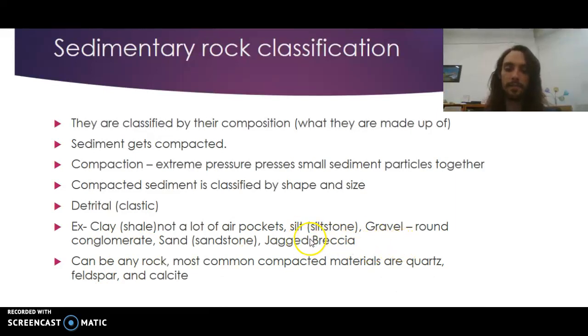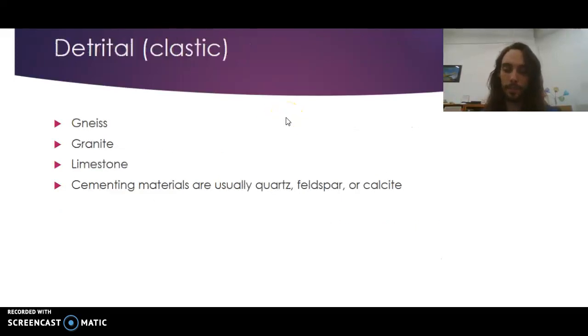And then when it's like jagged pieces, we call it breccia. The difference between gravel and breccia is that breccia is jagged and gravel is round. So really, it can be any rock. The most common compacted minerals are going to be quartz, feldspar, and calcite, like I said before, but that's not super important that you know. Quartz is going to be the biggest one.